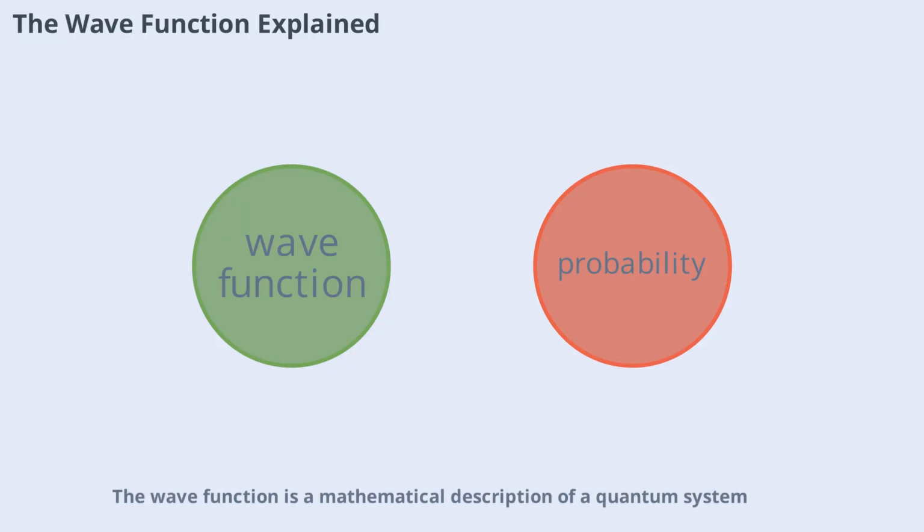The wave function is a mathematical description of a quantum system. It tells us the probability of finding a particle in a particular place or state. The wave function can be thought of as a cloud of possibilities spreading out over space. When we make a measurement, the wave function collapses to a single outcome. This idea is central to quantum mechanics and helps explain why particles behave so unpredictably until observed.